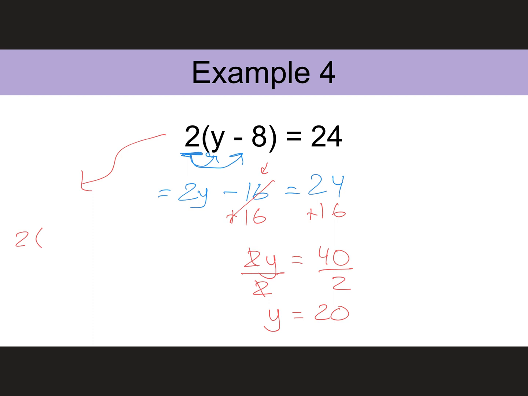2 times 20 minus 8 equals 24. Now 20 minus 8 is the same as 12. So 2 times 12 equals 24. 24 equals 24. Looks like we got that right.